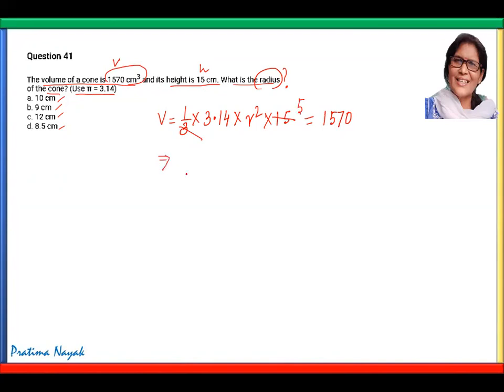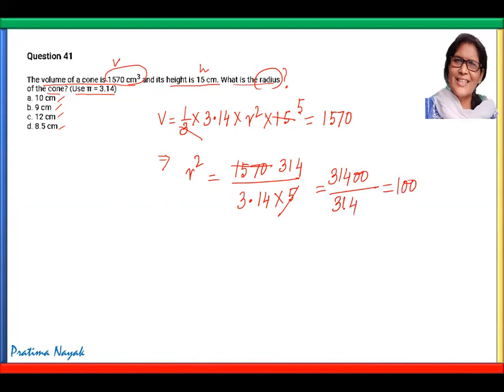Now I'll separate R square. R square means I'll divide 1570 by 3.14 into 5. Divide by 5 three times, we get 314. So 31400 by 314. How much? It will be 100. So R square is 100. That means R is 10 because square root of 100 is 10. So where is the answer? A is the answer.